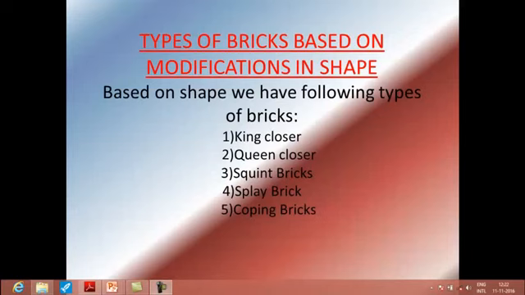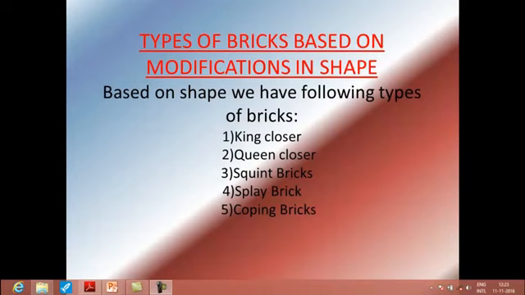In the preceding lecture, we discussed the different kinds of bricks in general. And now we are discussing the types of bricks based on modifications in shape. Ordinary bricks are rectangular in shape and solid in structure. However, there are constructions in which modified shapes are required depending upon the structural, architectural, or aesthetic requirements. So the bricks are modified into desired shapes.